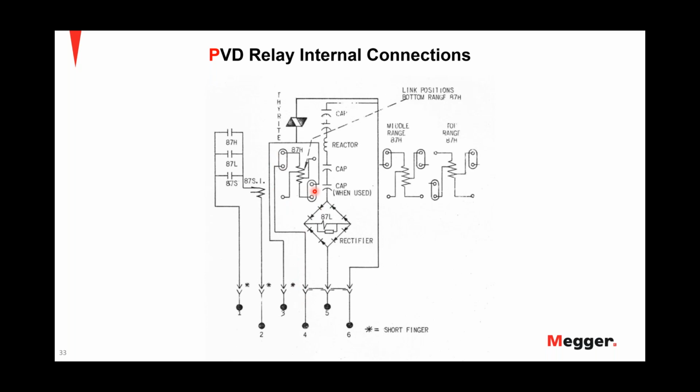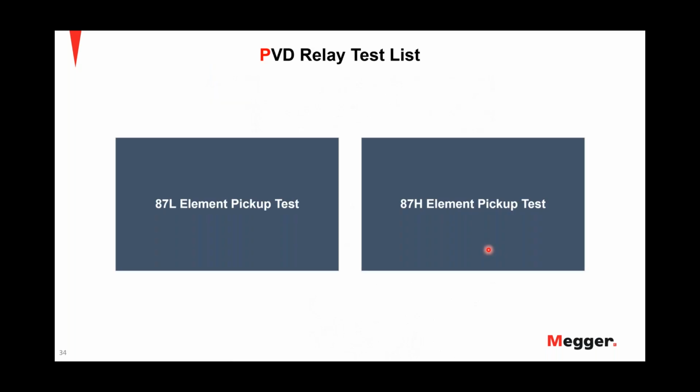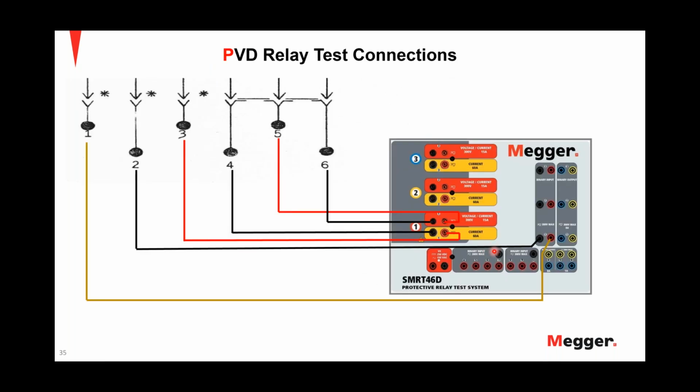Of course, the range of setting depends on the way you have the link positions set, and we also have 1 and 2 where we can connect to monitor these contacts. So now we know where to make the connection. We'll go ahead and look at the connections again. I'm using a SMRT 46D test equipment today to perform this test.